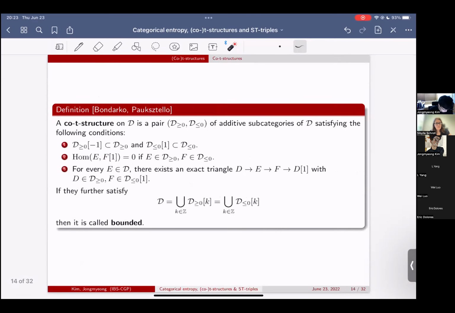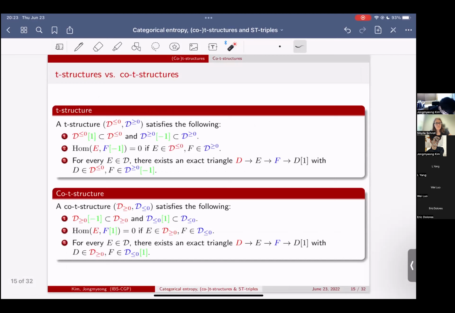And generalizing this situation, we can define a co-t-structure, and the definition is almost the same as that of a t-structure. So what is the difference? The difference is as follows. In the case of a t-structure, they satisfy these three conditions, and in the case of a co-t-structure, they satisfy some similar conditions, but the difference is this green part. By changing the sign of the shift functors in the definition of the t-structure, we obtain the definition of a co-t-structure. But because of that change, their properties are very different.